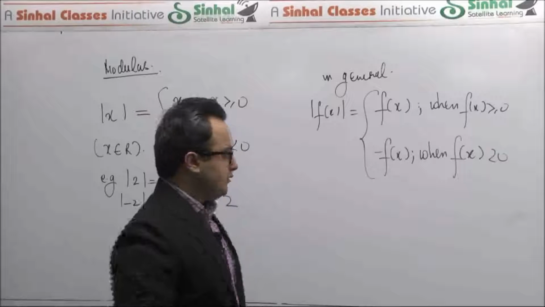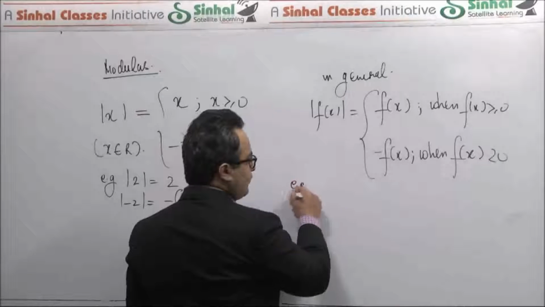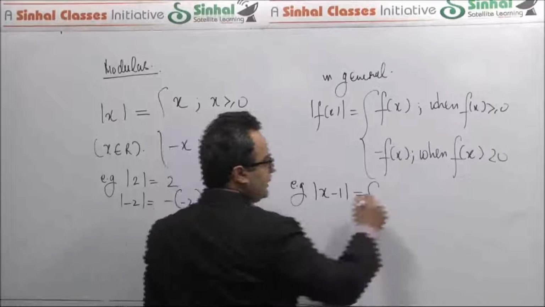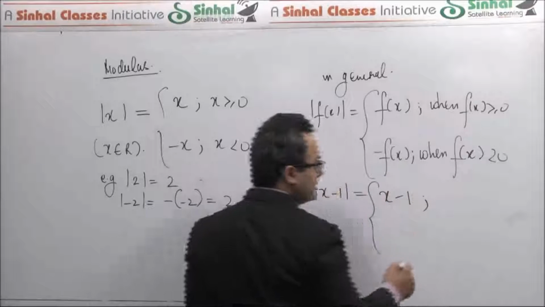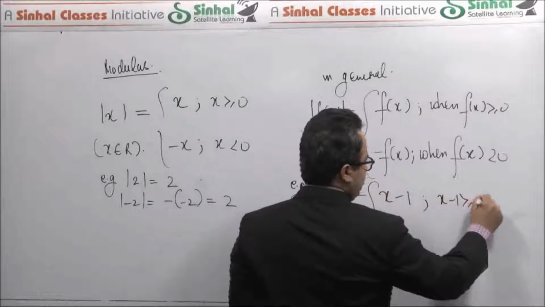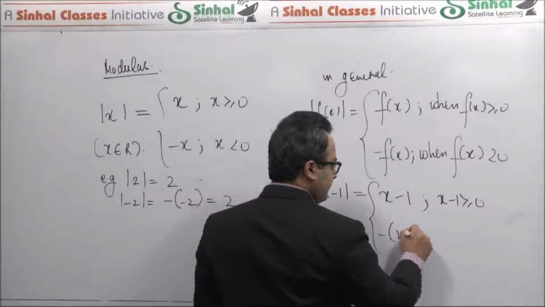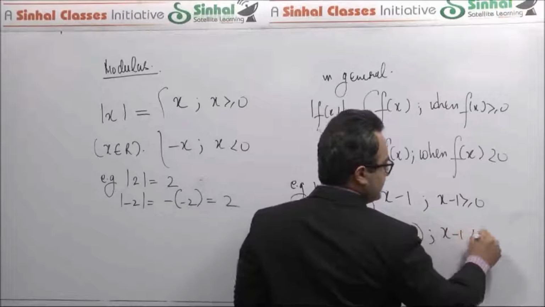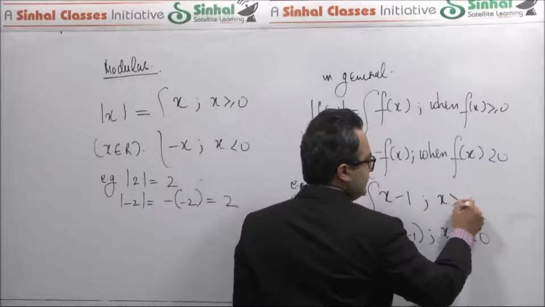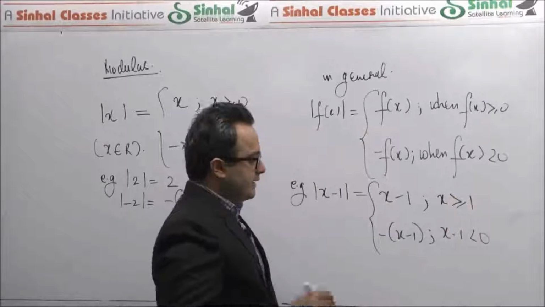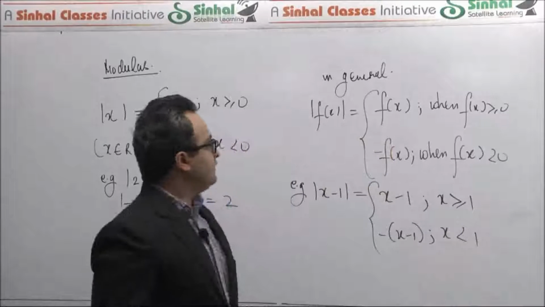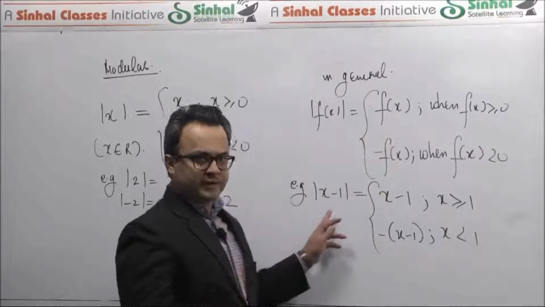This ability to split a mod term into f of x or minus f of x depending on the value of x is important from the point of view of solving some problems. So for example, if you want to split the value of mod of x minus 1, I could say that mod of x minus 1 will be x minus 1 as long as x minus 1 is greater than or equal to 0, and minus of x minus 1 if x minus 1 itself is less than 0. And of course, x minus 1 greater than or equal to 0 itself means that x has to be greater than or equal to 1. And x minus 1 less than 0 itself has to mean that x is less than 1. So this would be the split for the mod x minus 1 term.